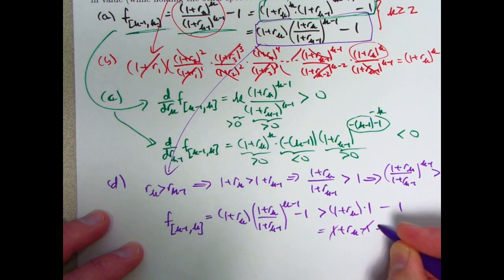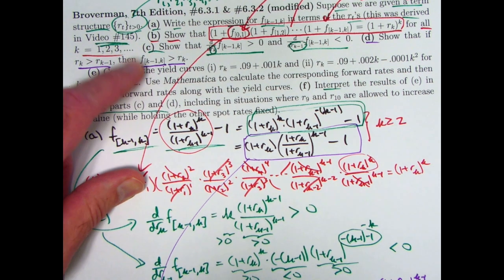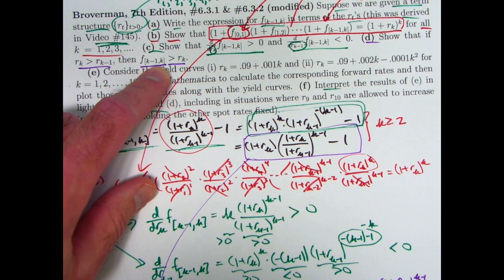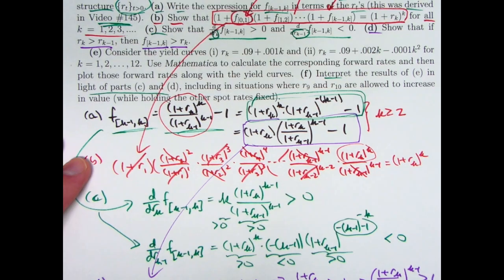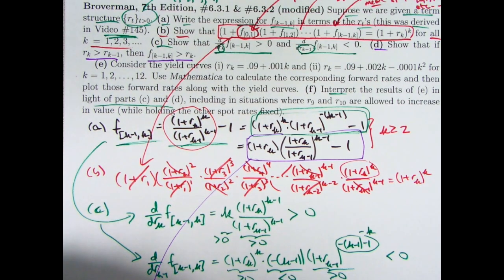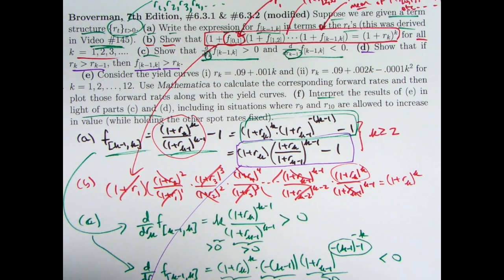That cancels with that. You're left with r_k, and we have verified what we wanted to verify. The forward rate in effect from time k minus 1 to time k is bigger than the spot rate r_k. Okay, so we're about now to go into the Mathematica, but before we do, maybe let's just look at parts E and F to see what we're about to do.